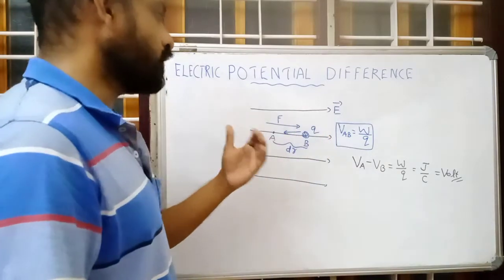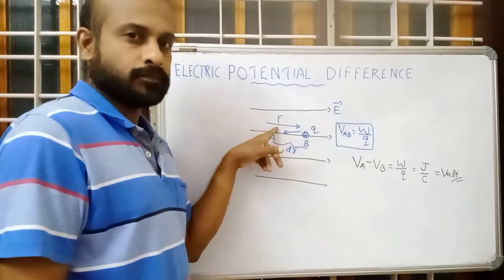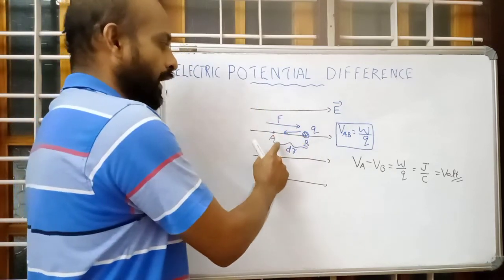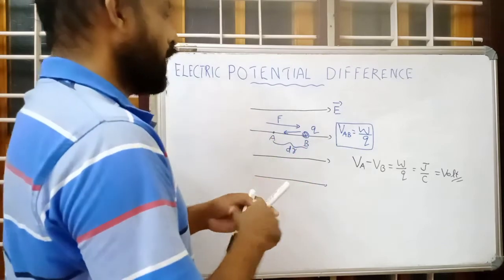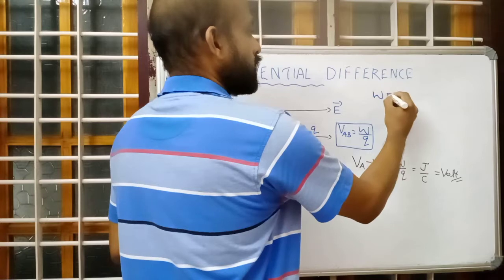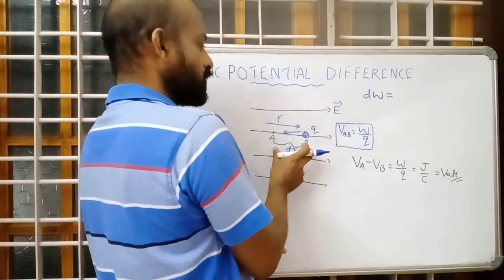Now we are exerting external force against the force F. So we need to do some work. We need to move the charge from B to A. dr is a distance. Now we have learned the work done: W is equal to small work done. I need to move the charge from B to A through a distance dr.